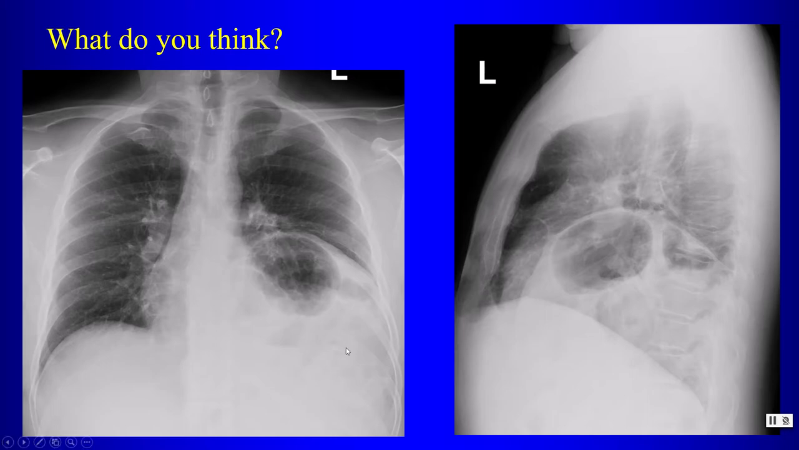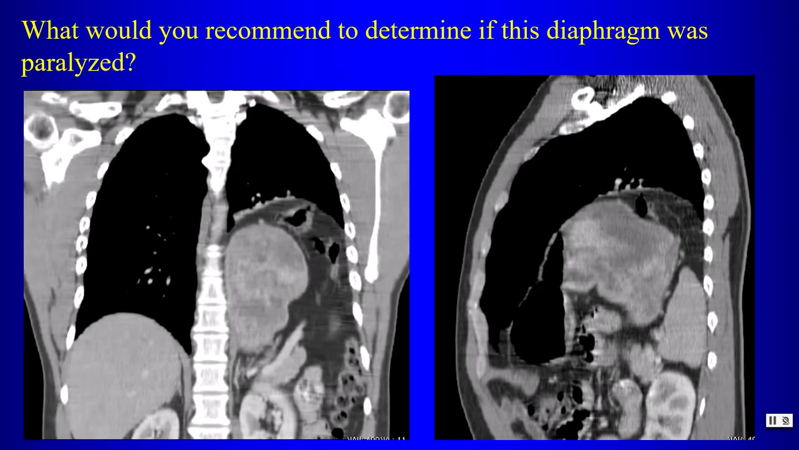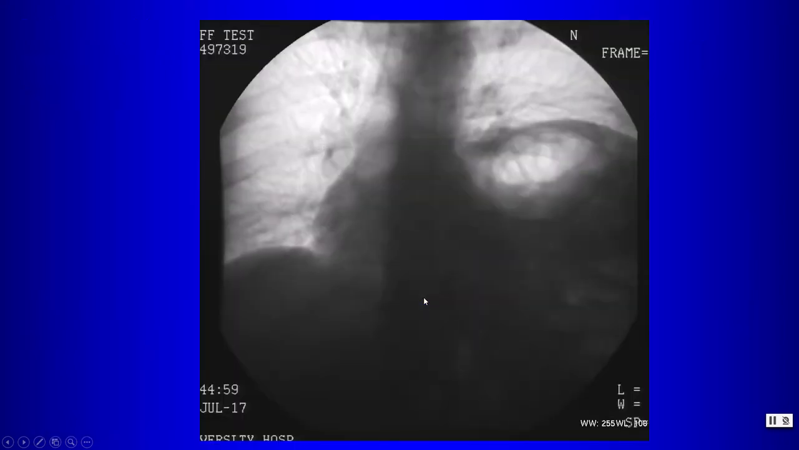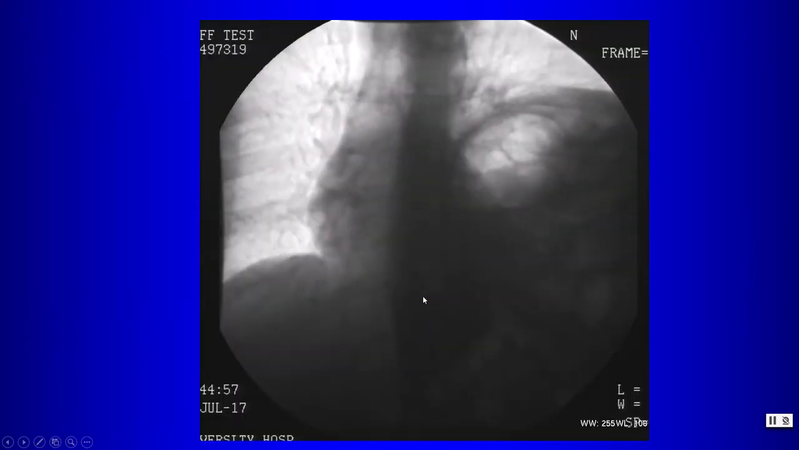What do we think of this case? Well, this patient has this marked elevation of the left diaphragm. Is this eventration of the diaphragm or is this paralysis of the diaphragm? How do we tell them apart? On CT, it just shows you the elevated diaphragm. So that can tell you that it's not a diaphragmatic hernia, but still does not help us differentiate eventration from paralysis of the diaphragm. For that, we do the sniff test.